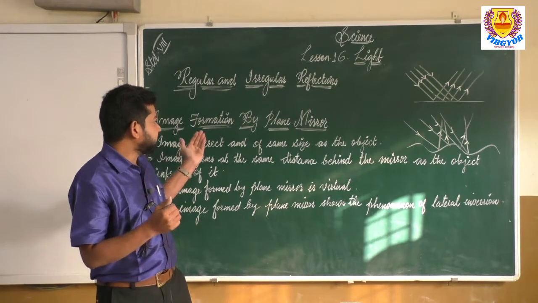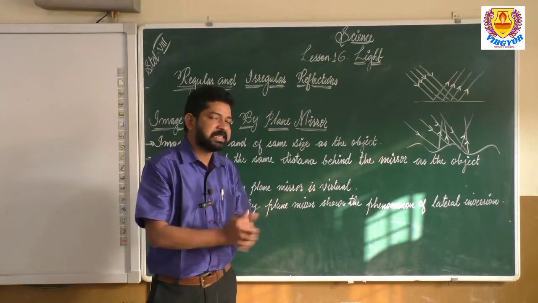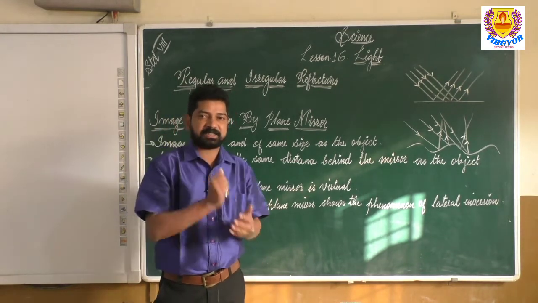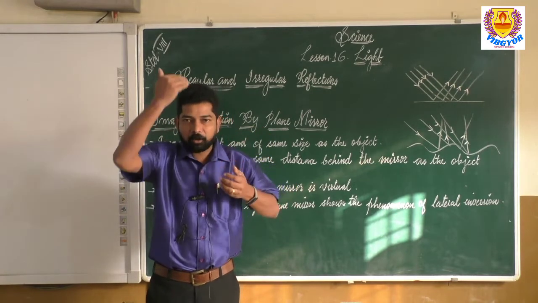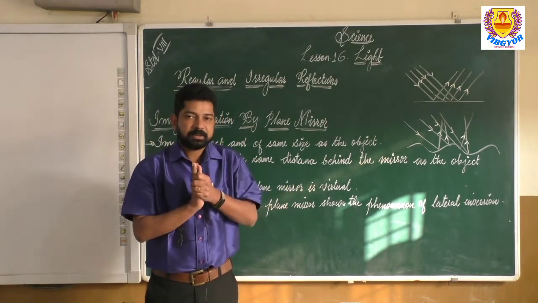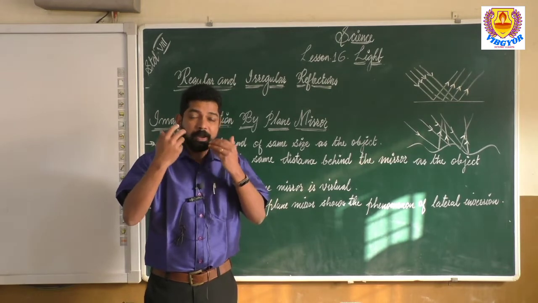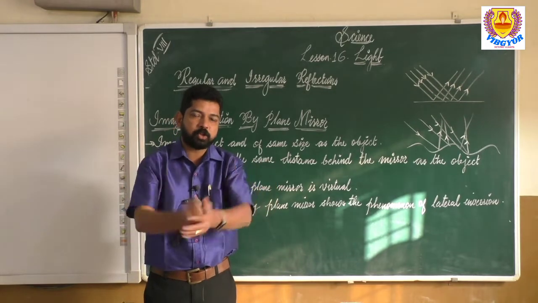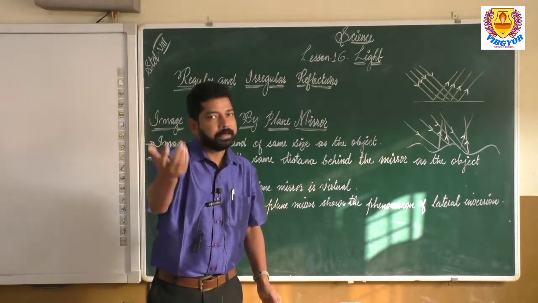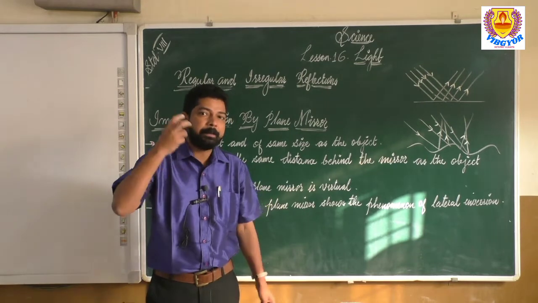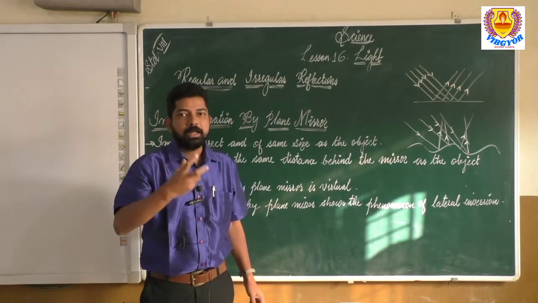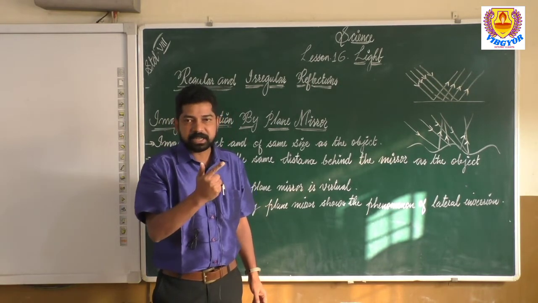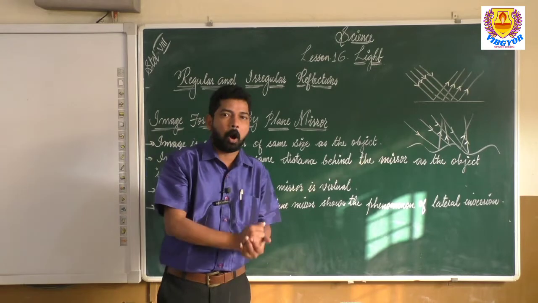First one, the image is erect and the same size as the object. The first noticeable point is that the image is erect. That means if we stand straight, our image will also be straight. And the next one is that the image will be of the same size as the object. If the object is larger, the image also will be larger. If the object is smaller, the image also will be smaller. So two points we have learned: the image is erect and is of the same size as the object.